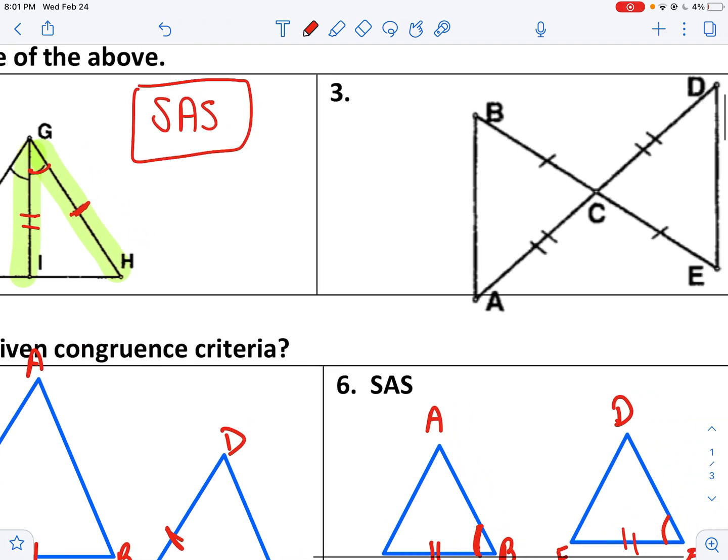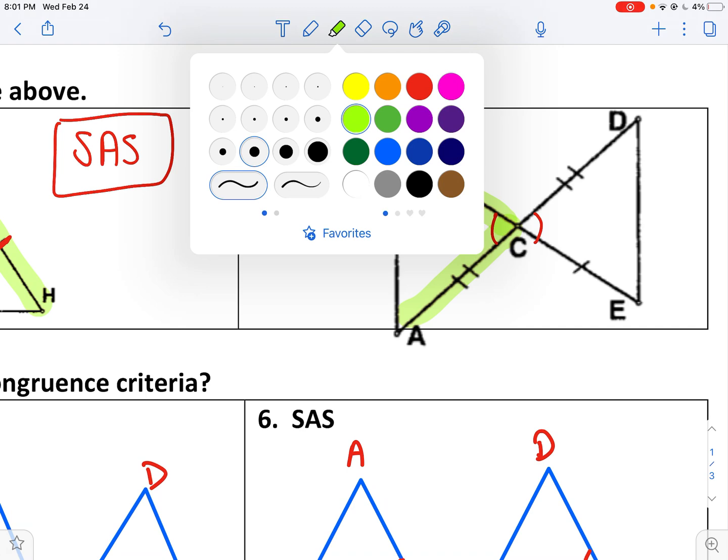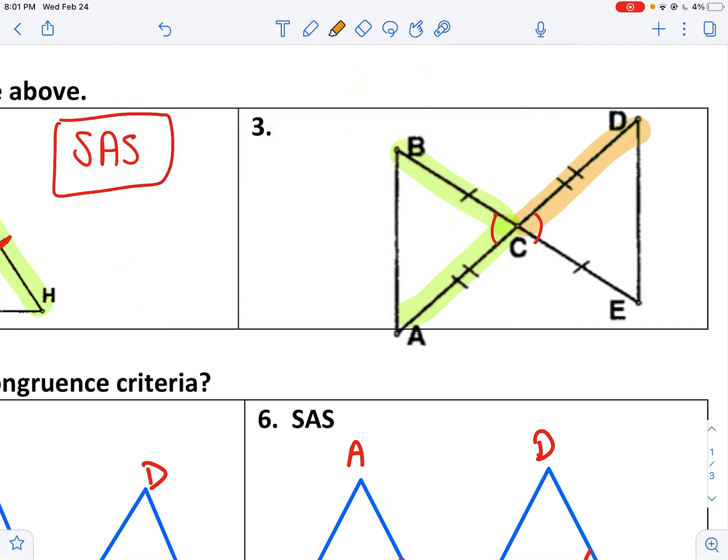And this last one here, vertical angles always marked as congruent. I have two sides, I have an angle right where they meet. And in the other triangle, I have two sides, and right where they meet, that angle is marked. So this is also side, angle, side.